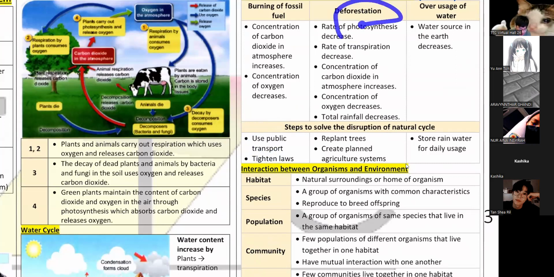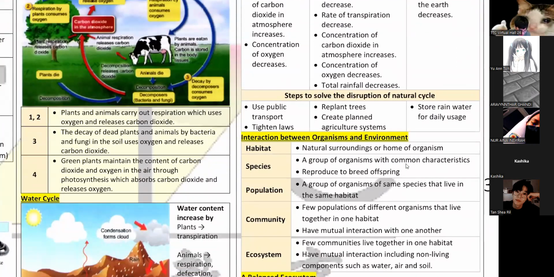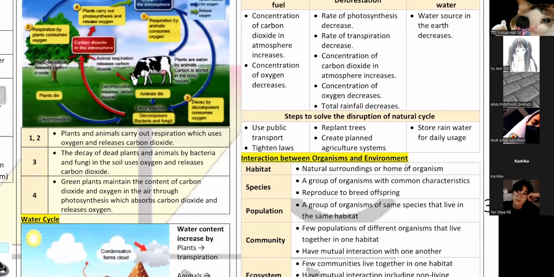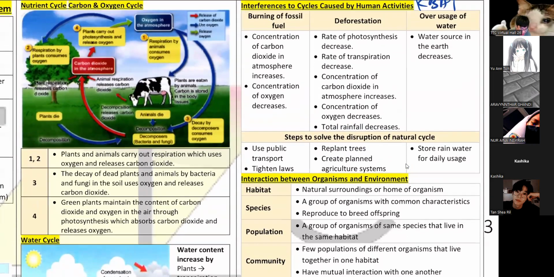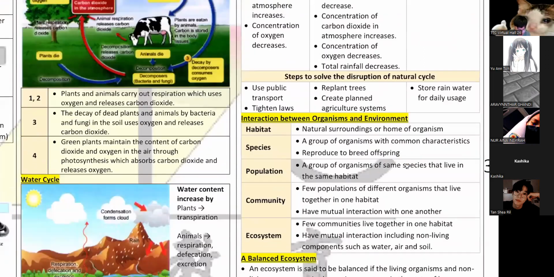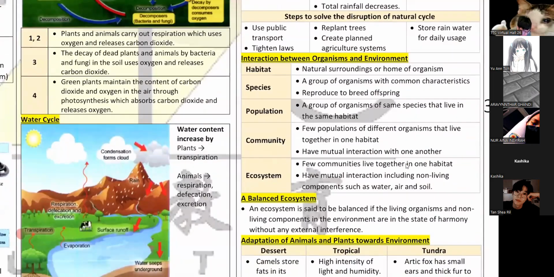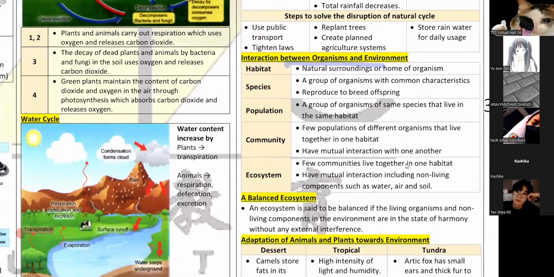Okay, next, deforestation, penyahutanan. So how can you solve this problem? We replant trees, lor. Perhutanan semula, lor. How do we solve the water problem? We store rainwater, lor. We use rainwater to wash the floor, lor. Things like that, lah. Very simple.